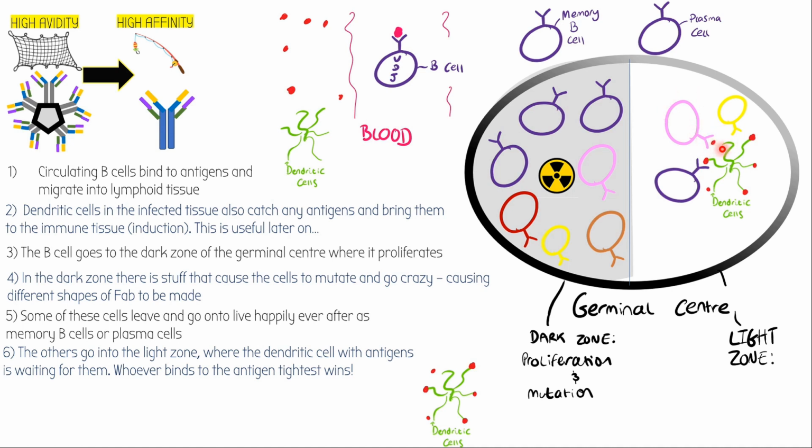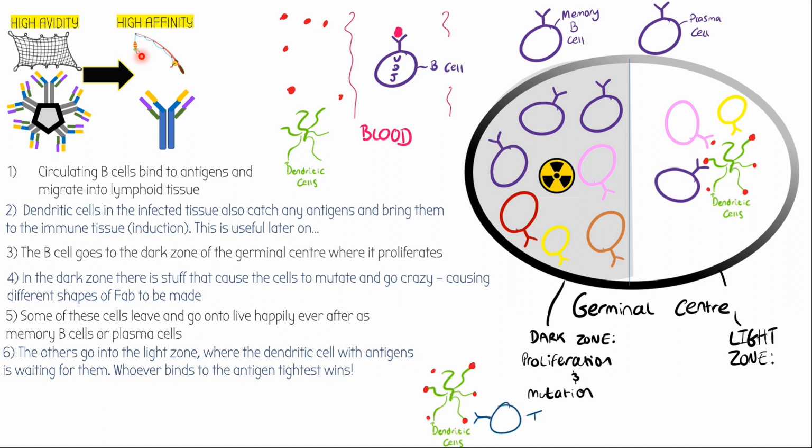So essentially, strongest man wins, and whoever binds to the strongest will go into the dark zone again, proliferate and mutate again, and perhaps it will introduce a mutation that makes it bind even stronger. The ones that don't bind strongly will just get killed off by apoptosis, so you get rid of that kind of cell line. Therefore, you're mutating and mutating, evolving this antibody to get super, super strong connections until hopefully we get an antibody which is really, really nice, like our fishing rod, and fits really nicely into our antigen.